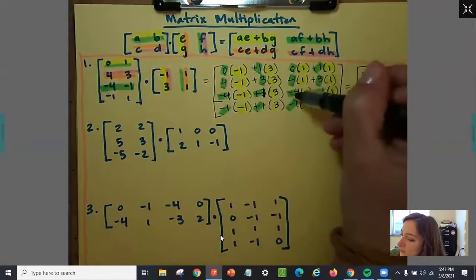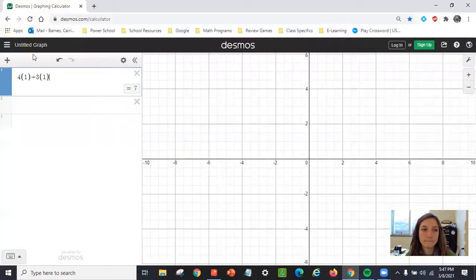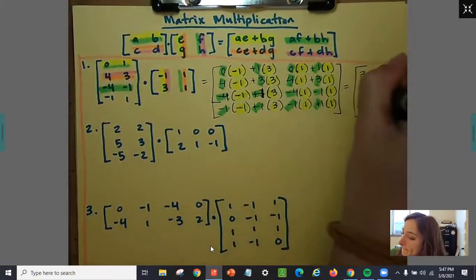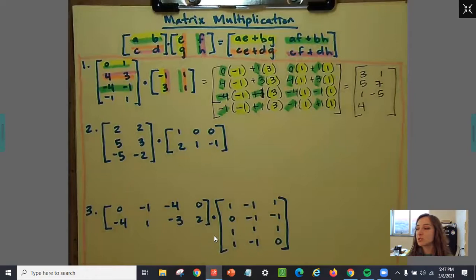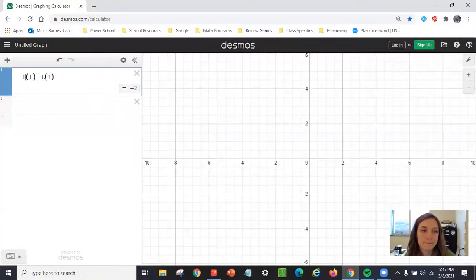All right, now I'm going to change that to -4 and -1. So that's going to be -5. Okay, and then the very last one, we're going to change that to -1 and +1. So we're going to get 0 as our very last one here.